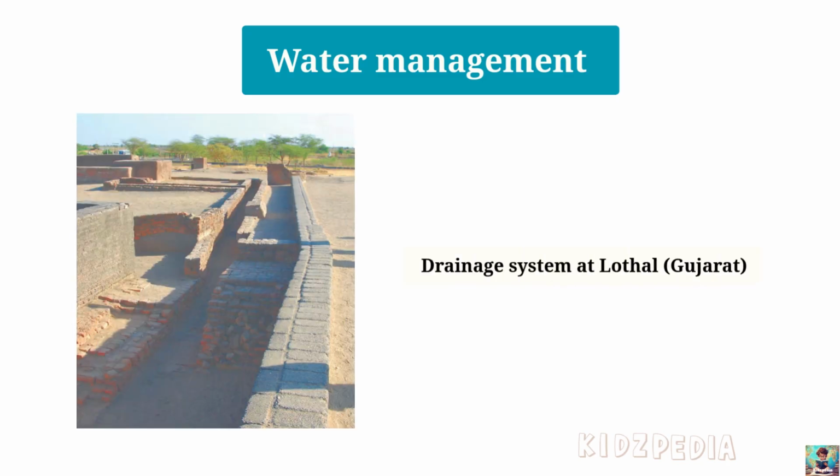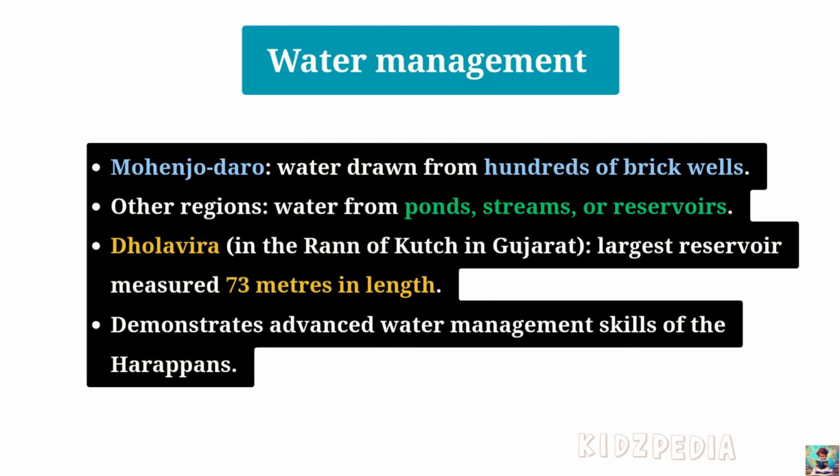This picture shows the drainage system at Lothal, a Harappan city in Gujarat. In Mohenjo-daro, people drew water from hundreds of wells made of bricks. In other areas, they might have used ponds, nearby streams, or human-made reservoirs. In Dholavira, Rann of Kutch, Gujarat, they built a huge reservoir, the largest measuring 73 meters in length.